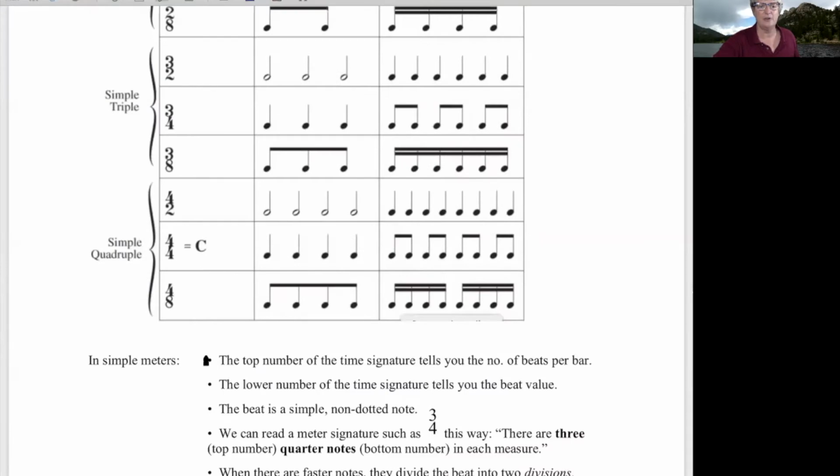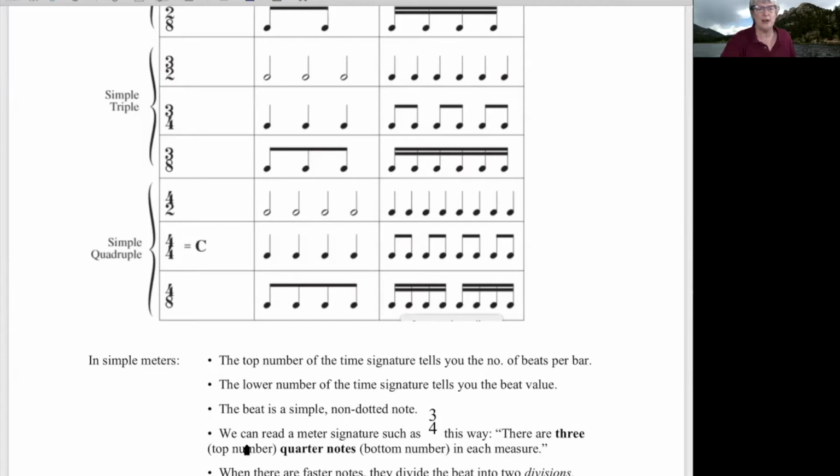Here are 5 bullet points that give you some information that you can glean from the simple meter signature. For all of these meter signatures, the top number of the time signature tells you the number of beats per bar. So it's a 2, a 3, or a 4. The lower number of the time signature tells you the beat value. Because the lower number is a 2, a 4, or an 8, that indicates a half note, a quarter note, or an eighth note. Those are simple, non-dotted durations.